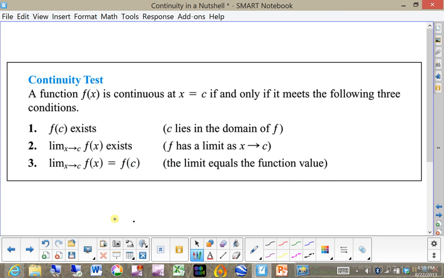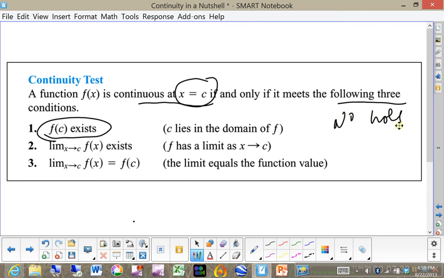A test for continuity: a function f of x is continuous at a point x equals c if and only if it meets the following 3 conditions. First of all, f of c must exist. In other words, there is no hole at x equals c. The limit of f of x as x approaches c exists, and that limit must equal f of c. So this says the limit equals the functional value, which is pretty reasonable.